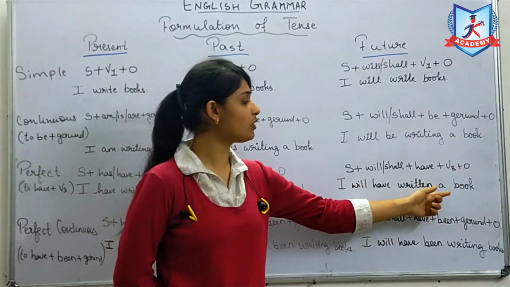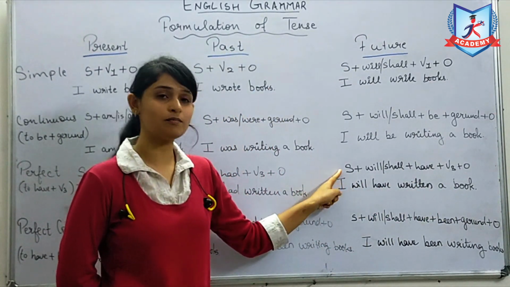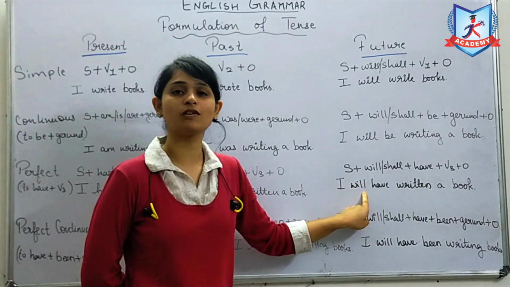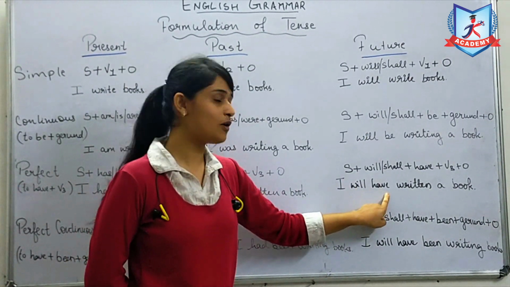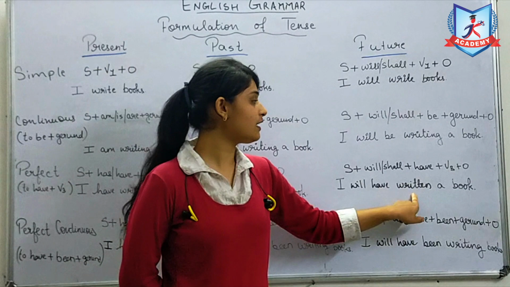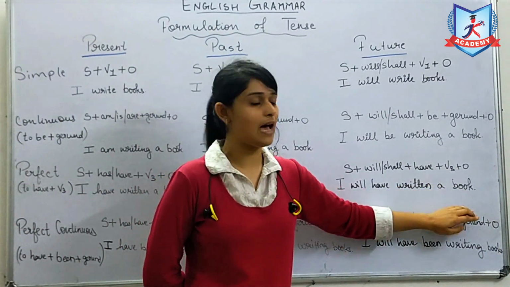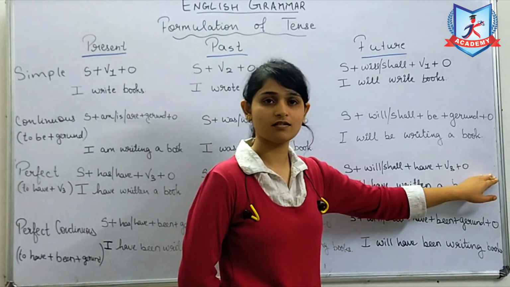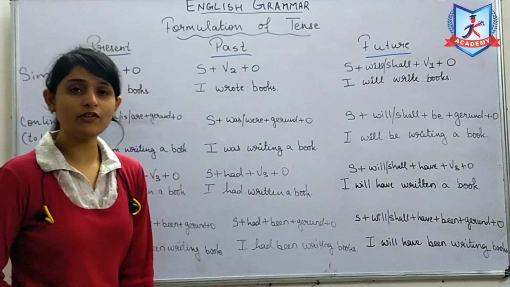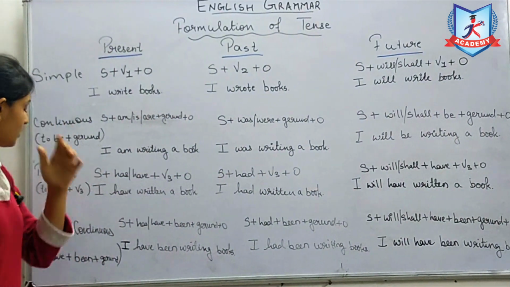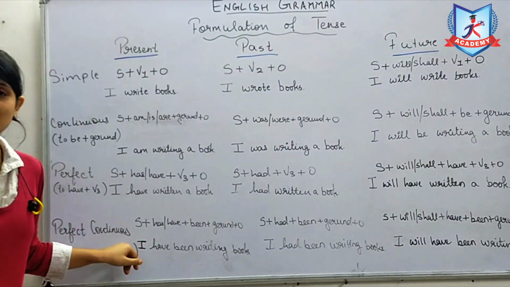I will have written a book. I is the subject. Will is used to express the future tense. Have is the helping verb. Written is the V3 form of the verb, and a book is my object. तो ये बात हुई perfect tense की. Now moving on to the perfect continuous tense.